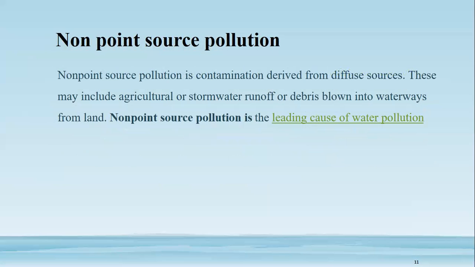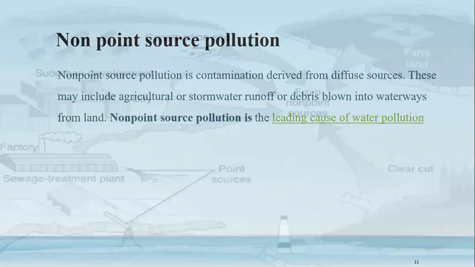Non-point source pollution is contamination that is derived from diffuse sources. This may include agriculture, stormwater runoff, or debris blown into waterways. So, a non-point source is a type of source in which we cannot determine where the pollution will come from. That's why it is known as non-point source pollution.